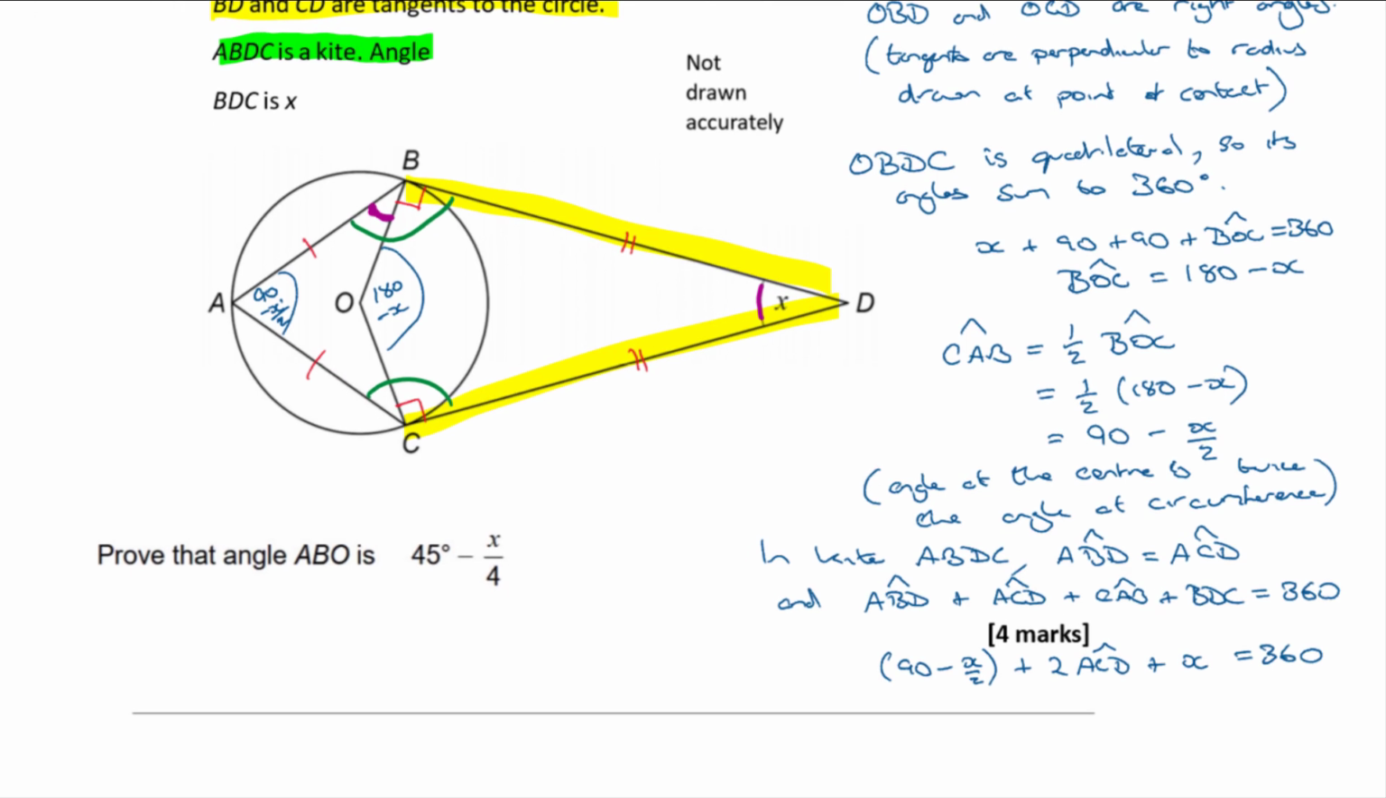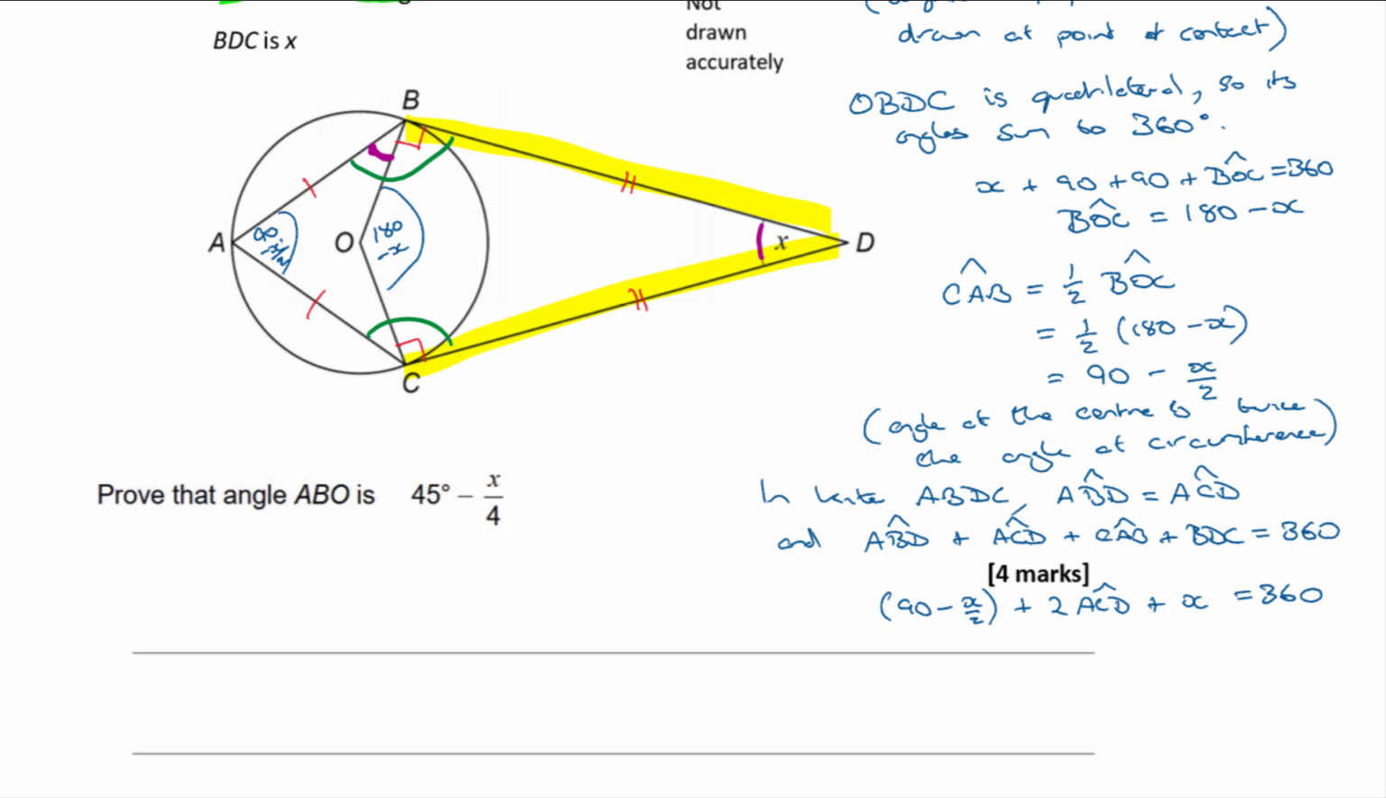Just going to scroll this up a little bit because I'm running out of space. Okay, so what now then? So I've got 90 minus x over 2 plus x, so that's going to be 2ACD plus 90. So minus x over 2 plus x is just going to be plus x over 2, and that's equal to 360. So taking 90 away from both sides, and the x over 2 away from both sides, I'm going to get 2ACD is equal to 360 minus 90, which is 270, minus x over 2. And then dividing it by 2, one lot of ACD is just going to be half of 270, which is 135, minus half of x over 2, which is x over 4.